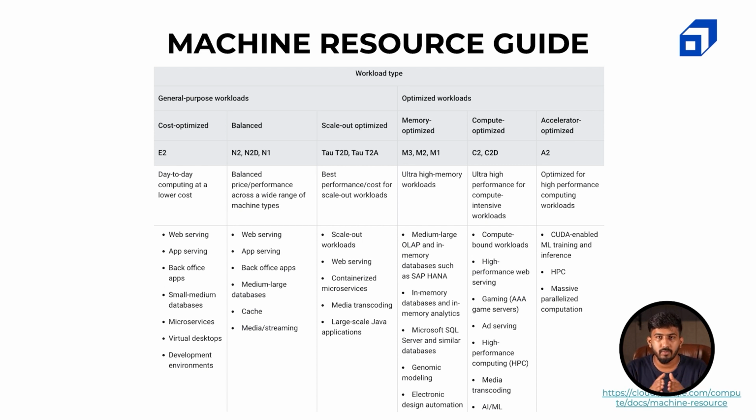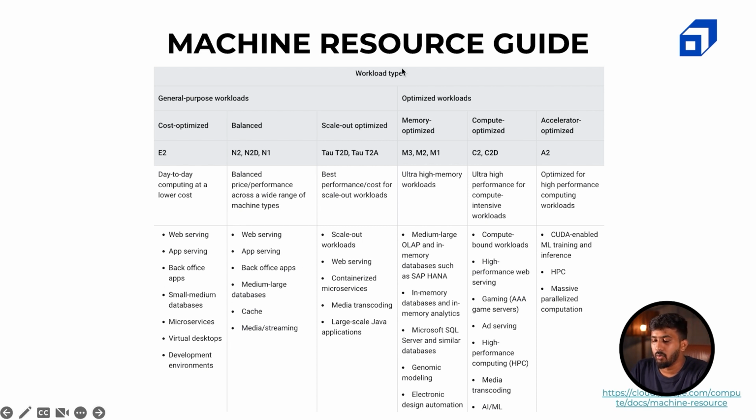You would need more servers during the day and fewer servers at night to make it more cost optimized. That's exactly what scale out optimized workloads are. They try to reduce your cost by scaling out or scaling down your servers according to the incoming traffic. According to your requirement and performance, they automatically increase or decrease the number of servers. That's basically it. And it can also be used for other stuff: containerized microservices, media transcoding, large scale Java applications, not necessarily Java, any applications. This is just one example.